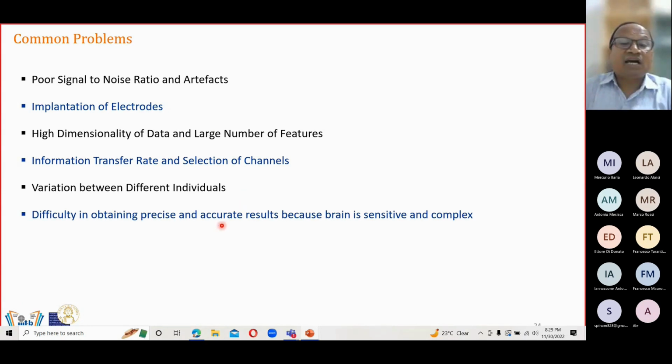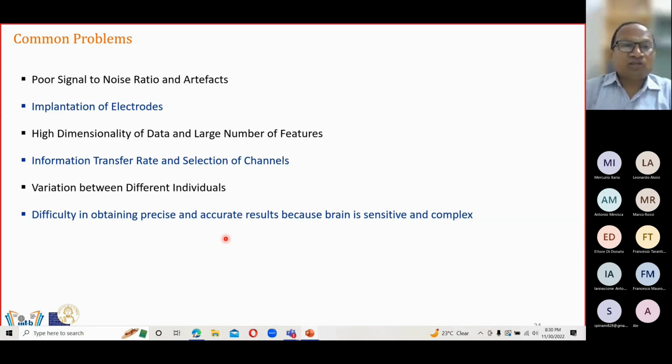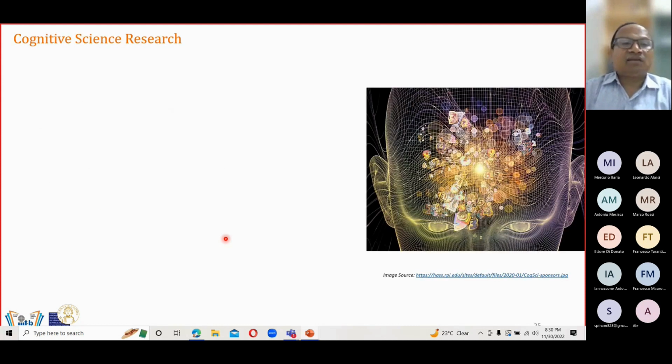Difficulty in obtaining precise and accurate results, because the brain is a very sensitive and complex part of the body. And therefore, getting precise data and getting accurate results based on that data is a really challenging task, and there are a lot of difficulties. And this is also one of the major problems in brain research.